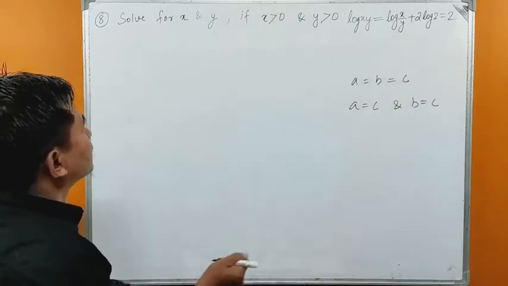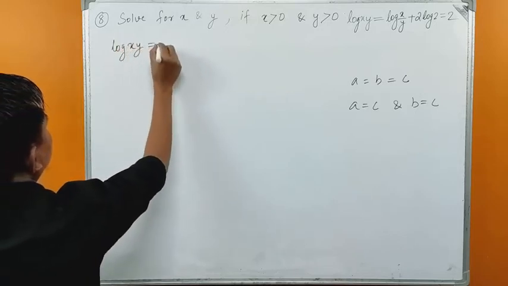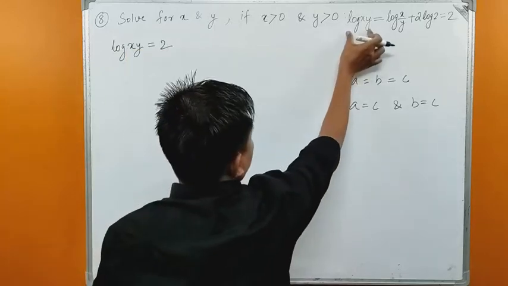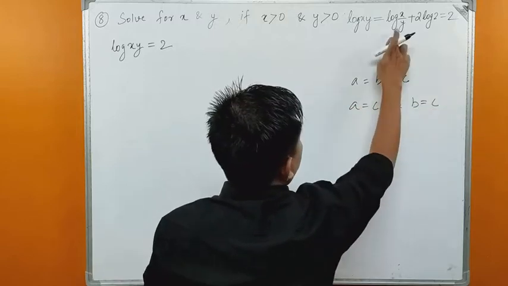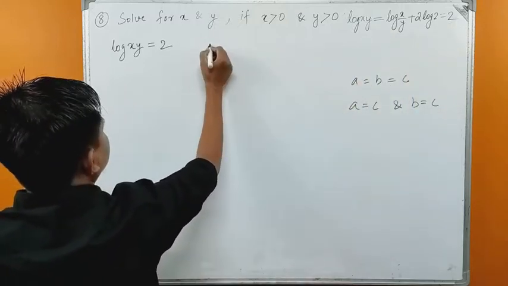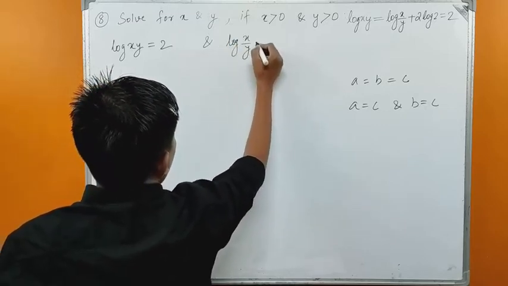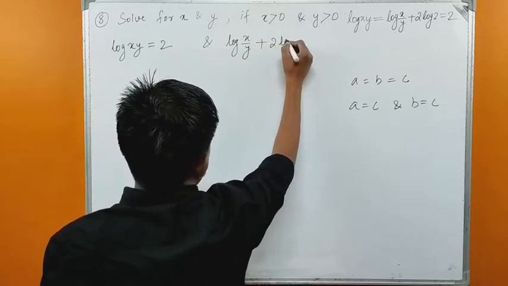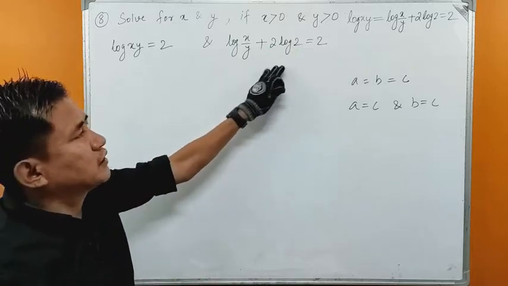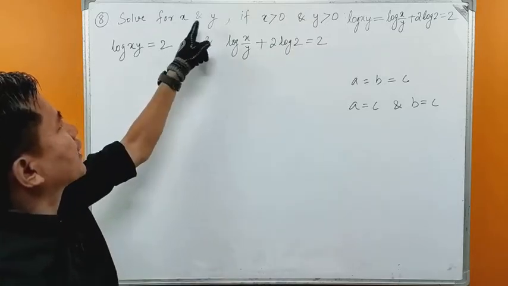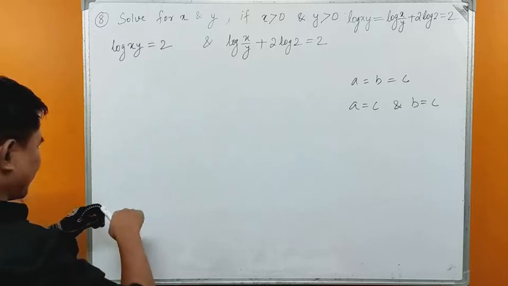Okay, so first equation will be log xy equals 2, a equals c, and b equals c. Okay, so this equals 2. And the second equation is log x upon y plus 2 log 2 equals 2. Okay, so these two are the given equations. We are asked to find the values of x and y, and x and y should be greater than 0. Okay, so let's do this.